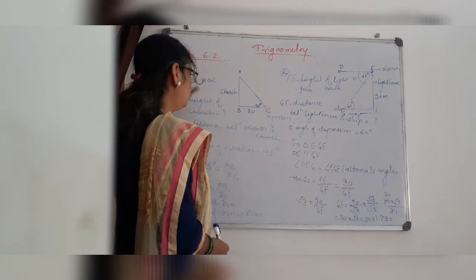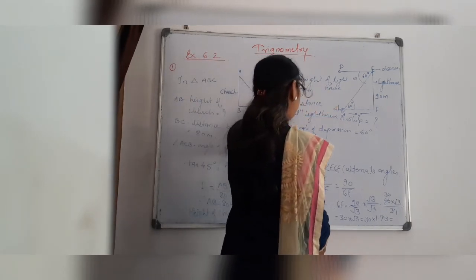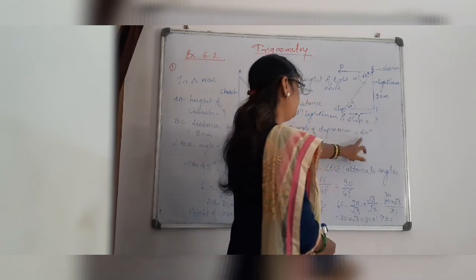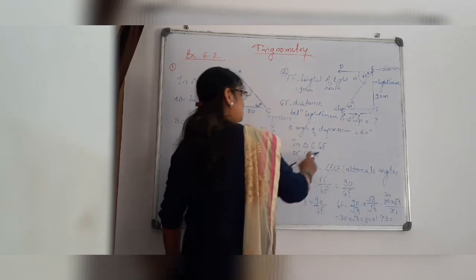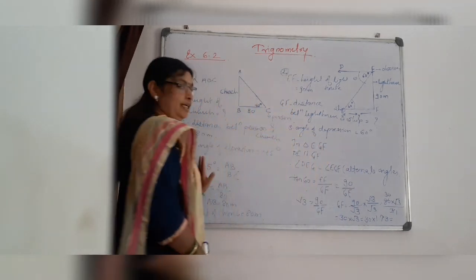Now see here what you have to do. The height of the lighthouse is 90 meters, then the distance between the lighthouse and the ship, and the angle of depression is 60. Here these two angles are equal, alternate angles, the lines are parallel, and then you take tan 60, put the values and you get the answer.